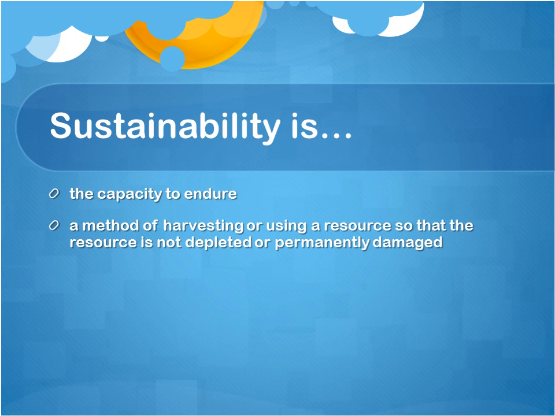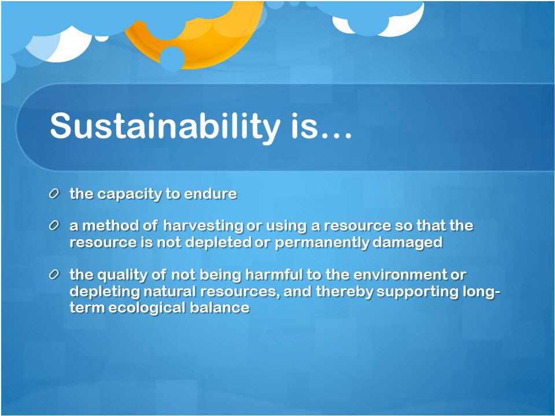Probably not my favorite. A more traditional one that I found was a method of harvesting or using a resource so that the resource is not depleted or permanently damaged, which starts getting at the relationship between using a resource and the state of the resource in the future. Okay, and that's a little bit of what I want to talk about. Now, another definition that I found: the quality of not being harmful to the environment or depleting natural resources, and thereby supporting long-term ecological balance. Again, you can start seeing a couple of emerging things here.